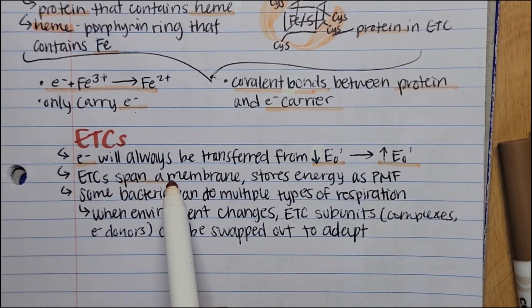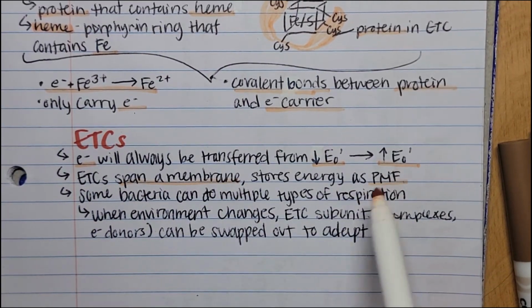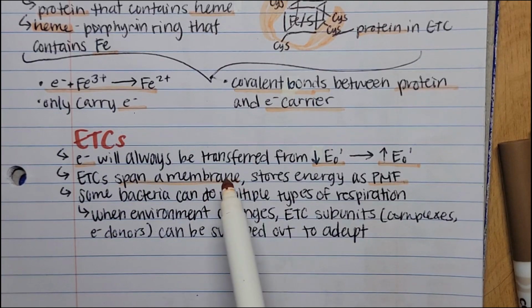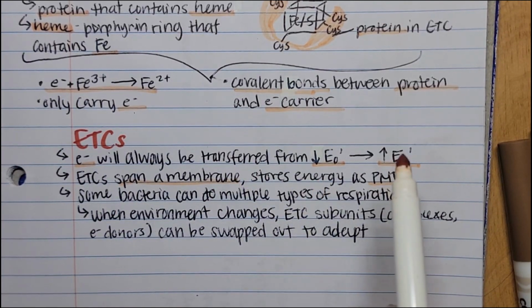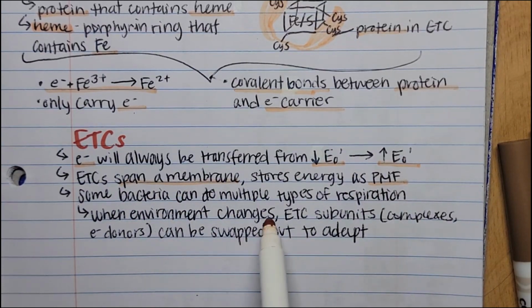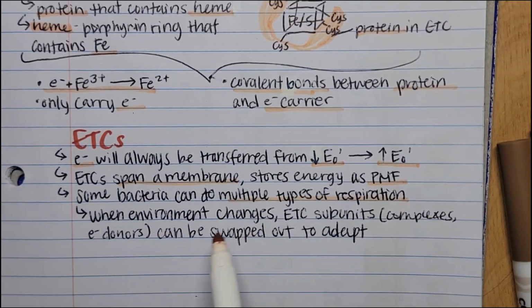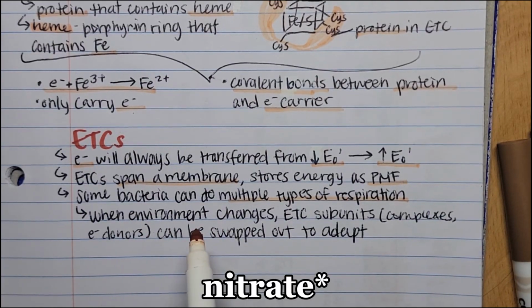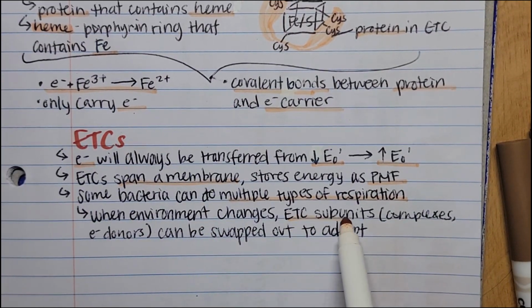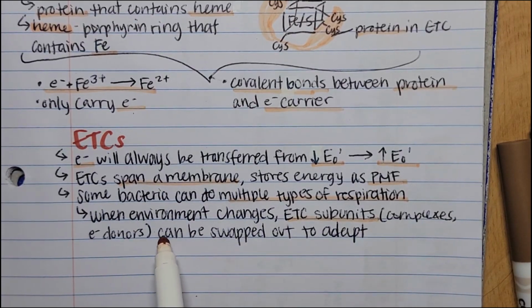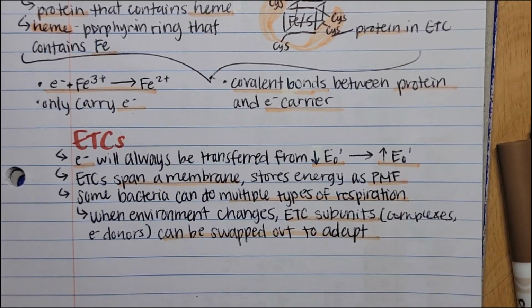Electron transport chains will always span a membrane, and they store energy as proton motive force, because if there weren't a membrane, you couldn't store any protons in a higher gradient in one place or another, because otherwise they would just float in the lower spot. Some bacteria can do multiple types of respiration. And we'll learn more about that when we learn about anaerobic respiration. We'll use nitrogen instead of oxygen in certain situations. So electron transport subunits can be swapped out to adapt, like complexes or electron donors.